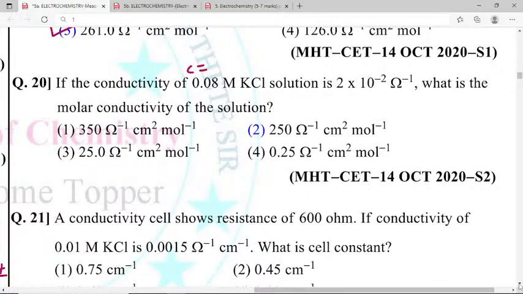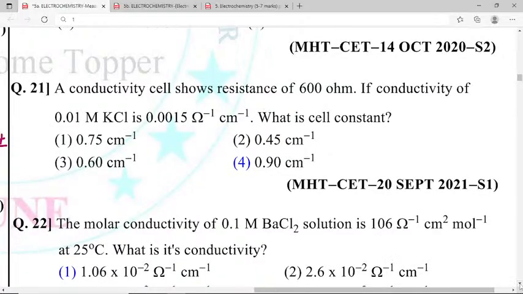If the conductivity K is given for the 0.08 molar concentration, what is the molar conductivity? So lambda we have to calculate. Lambda is equal to 1000 K by C. Put the value, we'll get the answer 250. Concentration given 0.8. Conductivity also given, 2 into 10 to power minus 2.